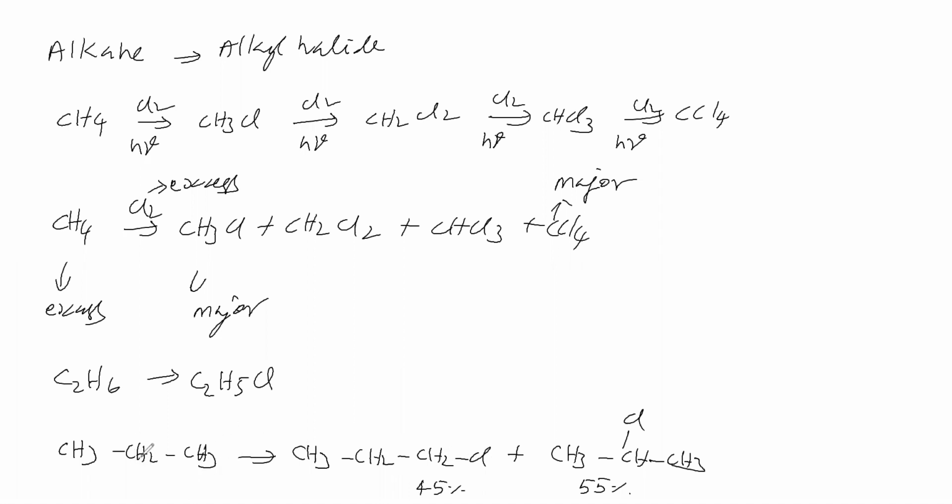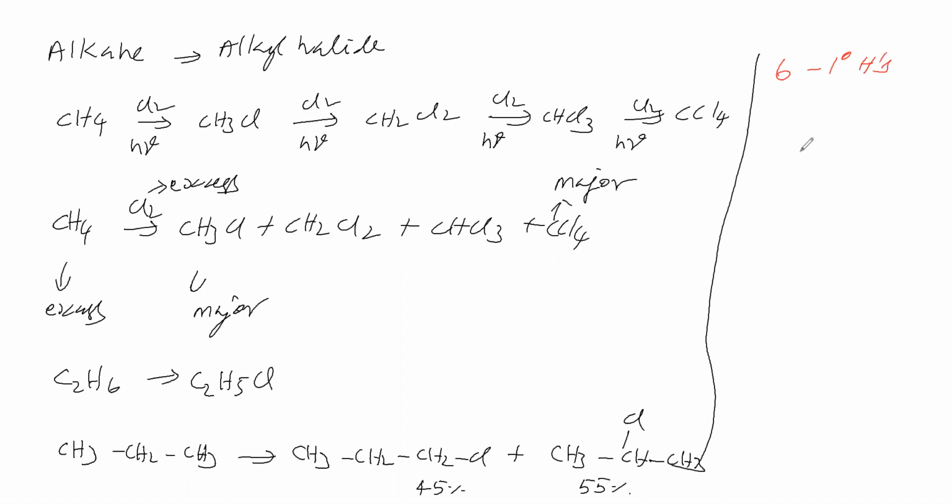If chlorine is attacking the secondary hydrogen, then we will get this chloride. What is the probability? Probability to get this and probability to get this, we'll see. Here, primary hydrogens, how many primary hydrogens are possible in propane? 6 primary hydrogens are possible.